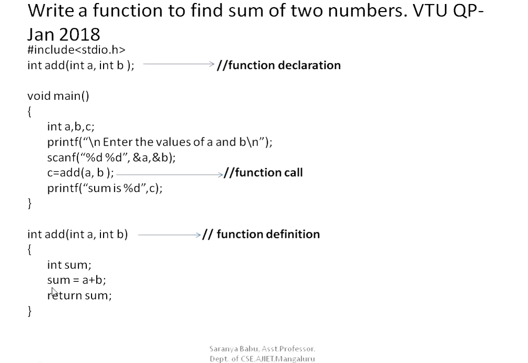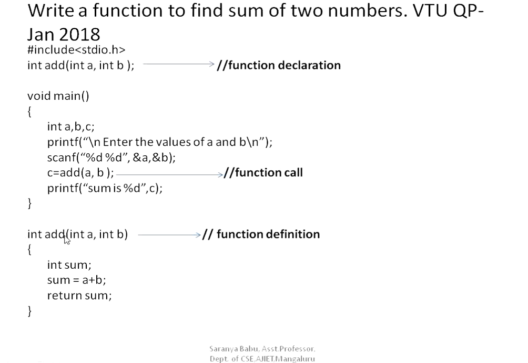What do you mean by this return sum? This particular function will return the sum here. So that sum will be copied to variable c, and then printf sum is %d, c. So if I enter the values of a and b, if I give 2 and 3, it is like c equal to add(2, 3). Directly it will come to this function.